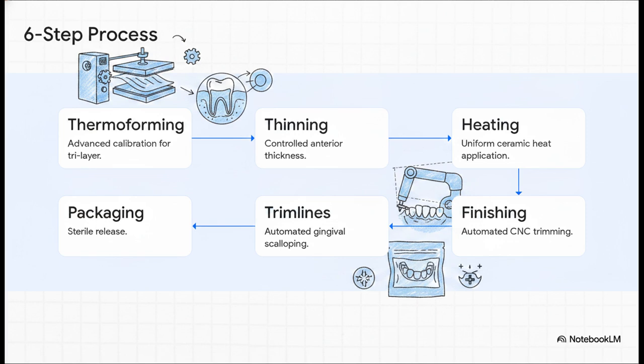It starts with advanced thermoforming. Then, they use controlled anterior thinning to perfectly balance aesthetics and strength. After that, uniform ceramic heating makes sure there are absolutely no warping hotspots. From there, automated CNC finishing and gingival scalloping cut every single tray with absolute computerized perfection. And finally, the whole thing is sealed up in automated sterile packaging.